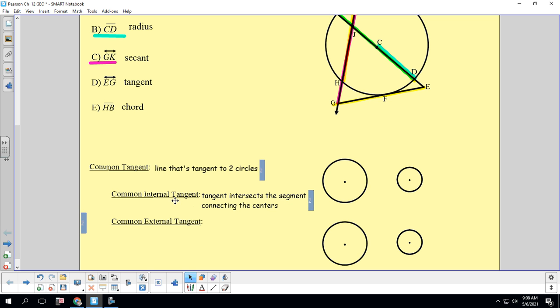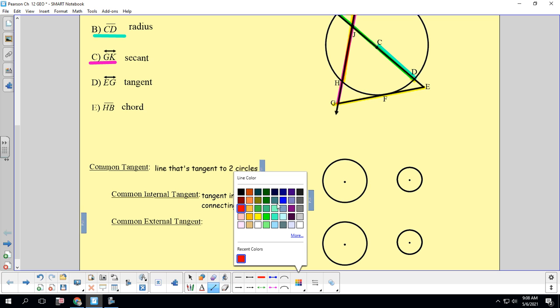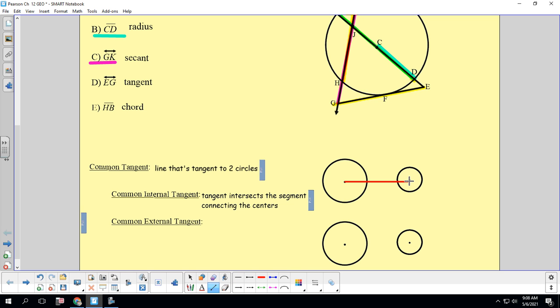A common internal tangent is a tangent that intersects the segment connecting the two centers. So first, let's put in a line that goes center to center. Okay, well, close enough. Okay, so here's our line that connects the centers.